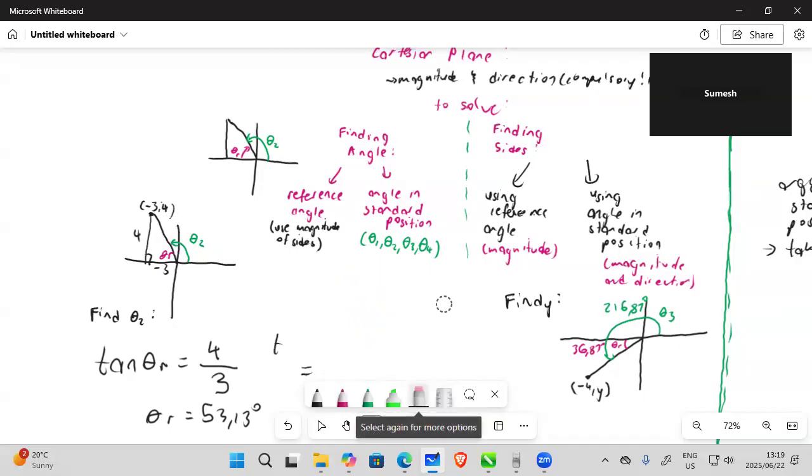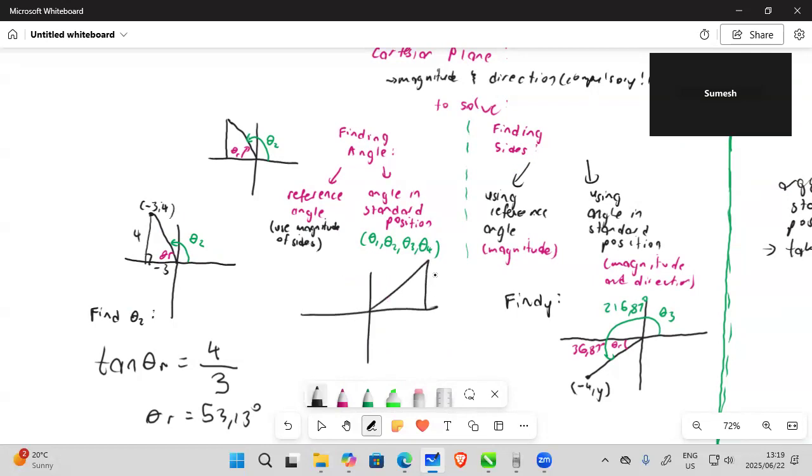It's literally that simple. Now with quadrant 1, we don't have to worry because, think about it, in quadrant 1, if that is 4 and that is 3, if this is theta reference, then that's also equal to theta 1, right? Because this is an acute angle. So you're just taking the magnitude of the sides. There's no direction now. Remember, both are positive. So it's that simple, right? So that's to find the angle. To find the angle in the standard position, you have to use the reference angle. Please, any other way will not work.